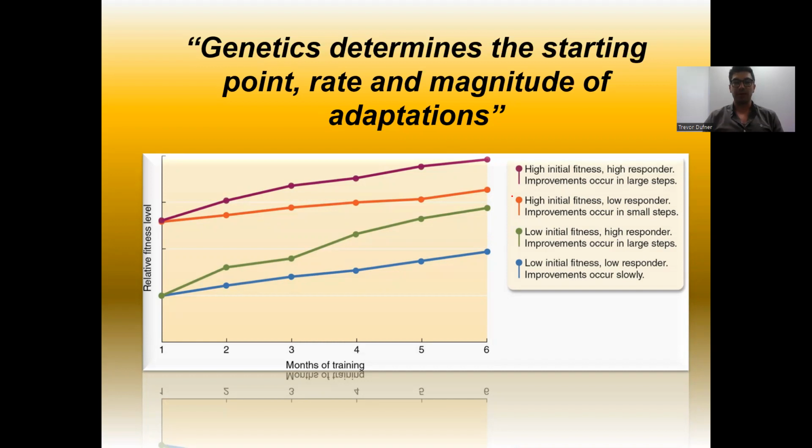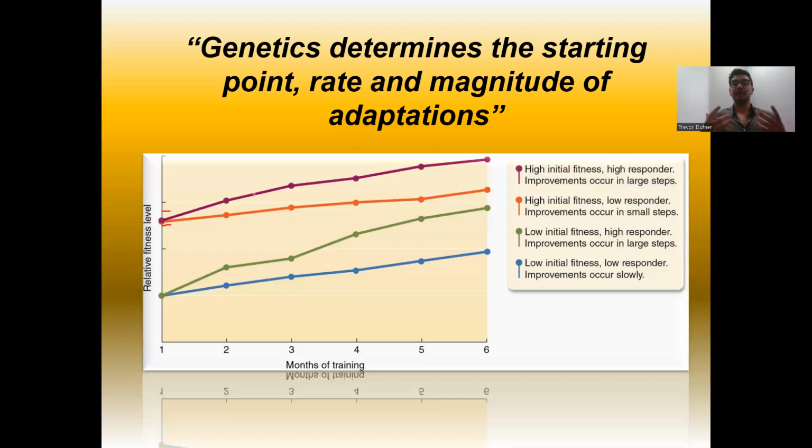So we see here we have 4 different people going on. We have our high fitness individuals. So we have 2 high fitness individuals, but we see here there's a difference between the two, and what it is is whether or not they are a high or low responder. So this individual in the purplish, whatever color that is, don't ask me, not only has high initial fitness, but they also are a high responder to exercise.